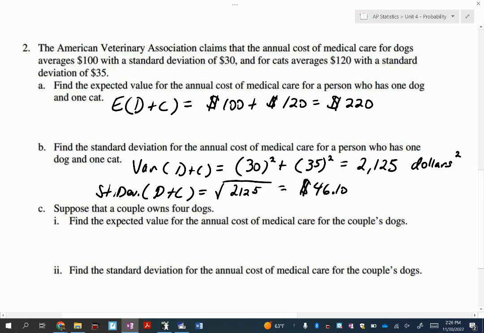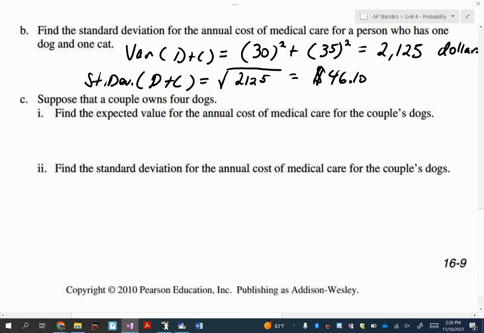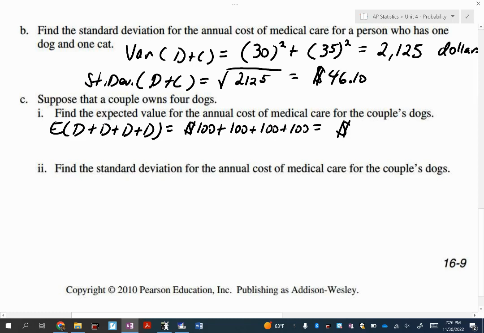Okay? Everybody good? Okay. One more extension here. Now we have a couple who owns 4 dogs. That's a lot of dogs. So if we want to find the expected value for dog and dog and dog and dog, I'm going to take $100 and add that together. So there's 4 of them. What do we think is the expected value for the annual medical care for these couples' dogs? 400. Again, most students will get that right.